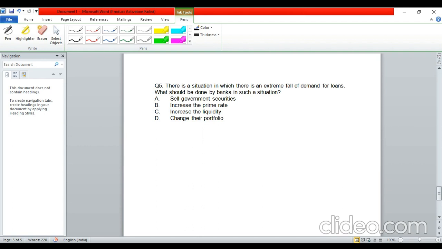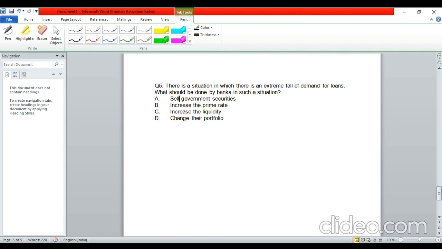Increase the liquidity. Now, before this, let us come to the last option: change their portfolio. Now, change their portfolio, I mean, this is a very subjective thing. We don't really know what is the portfolio of the bank, and change the portfolio to what? A little bit vague option. So we cannot be sure if this is correct.